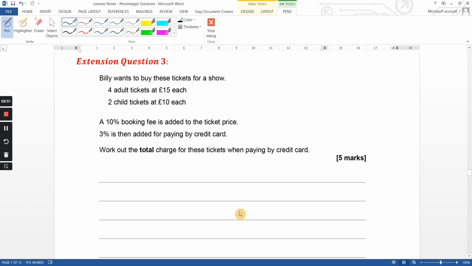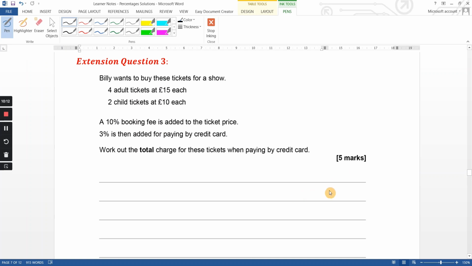Extension question 3. Billy wants to buy these tickets for a show. It's 4 adult tickets at £15 each, 2 child tickets at £10 each, 10% booking fees added to the ticket price. 3% is then added for paying by credit card. Work out the total charge for these tickets when paying by credit card.